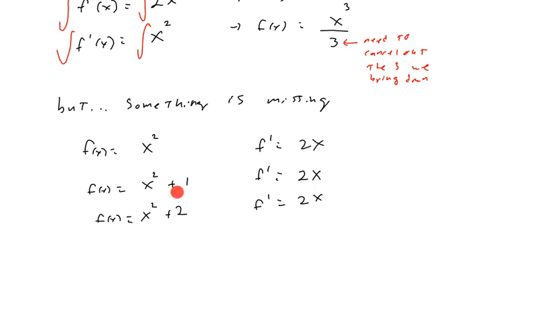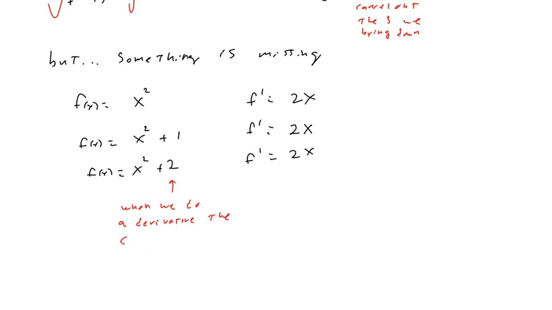And I can have anything. I can have any number here, right? So when we do a derivative, the number disappears. When we do a derivative, the constant disappears.